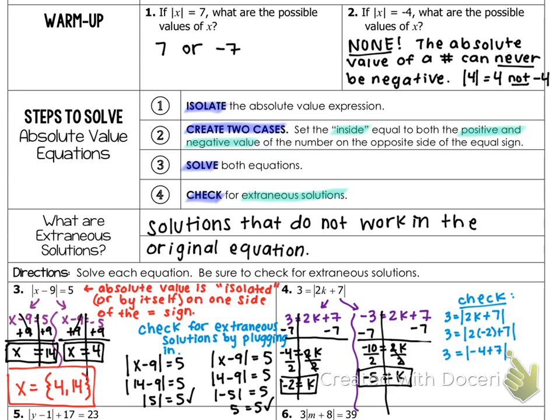So like that's negative 4, right? This means multiplying, so you have to multiply. 2 times negative 2 is negative 4. Negative 4 plus 7 is 3. And 3 equals 3, so that works.